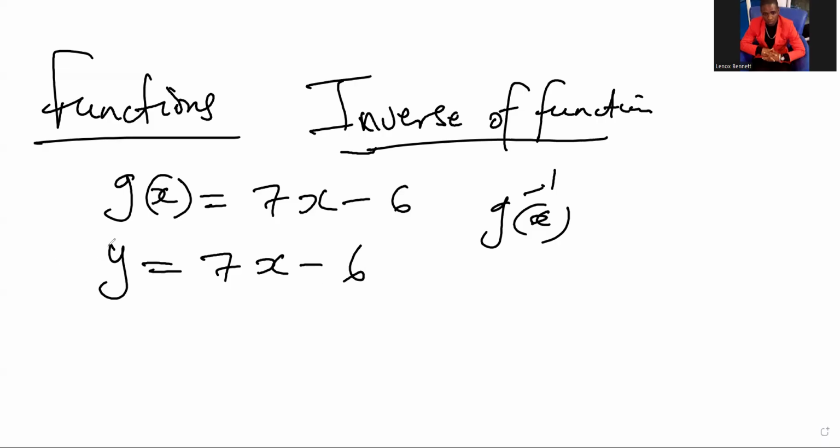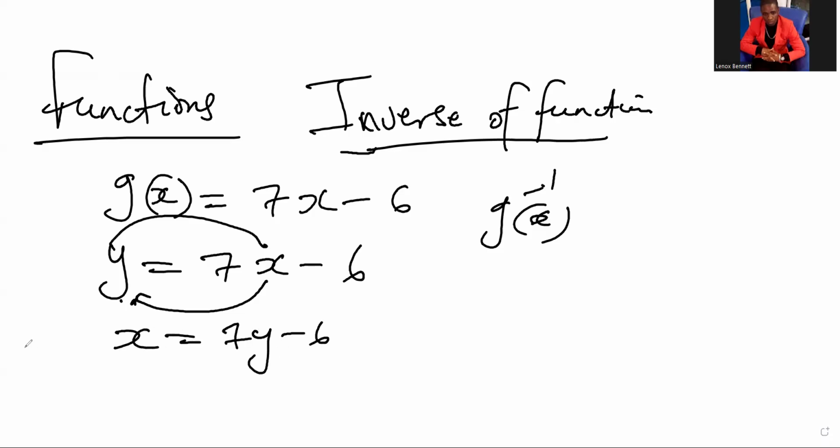Next, you interchange x for y and y for x. So where y is, you're going to put x, and where x is, you're going to put y. So you swap. So therefore, you have x is equal to 7y minus 6. Next, all we do now is solve for y. That's it.